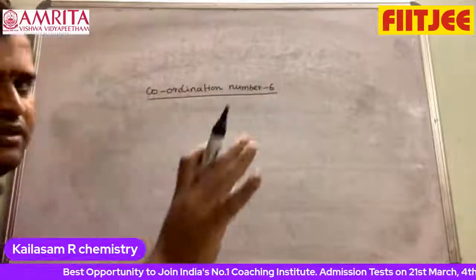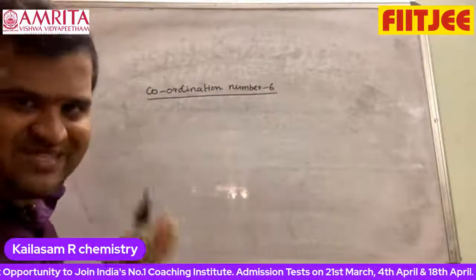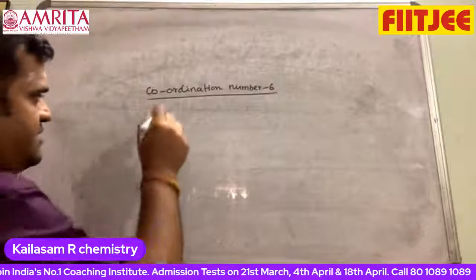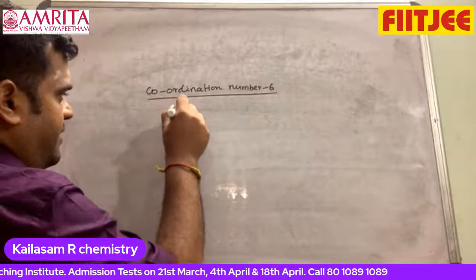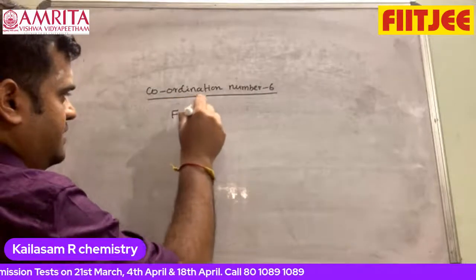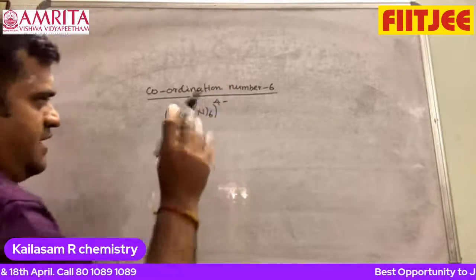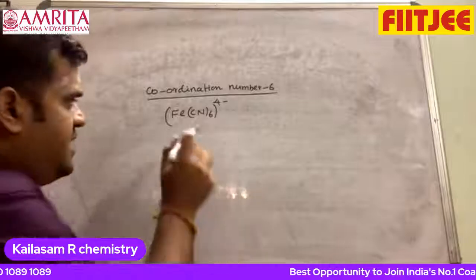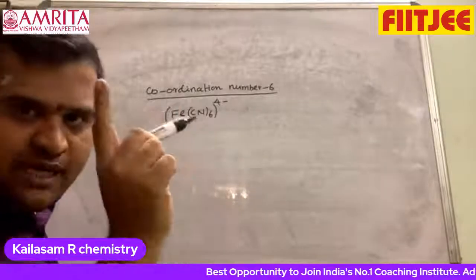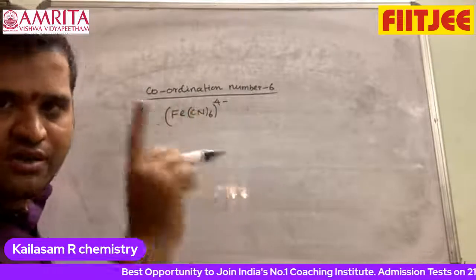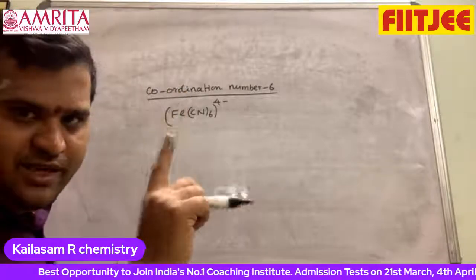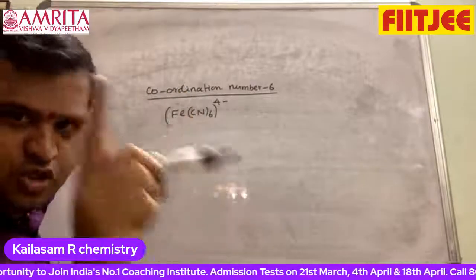Look at this. Listen carefully. First, I am taking one simple example: Fe(CN)6 4-. First, you should know which is the central atom. Iron is the central atom. You should know the electronic configuration of the first series of the 3d series of d-block elements.